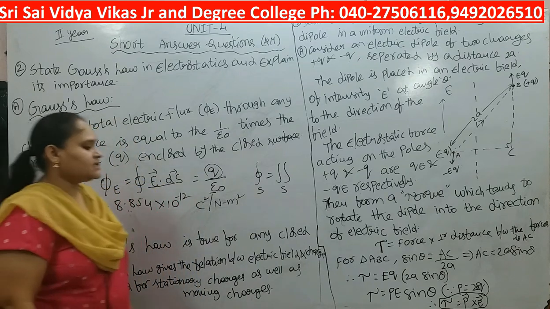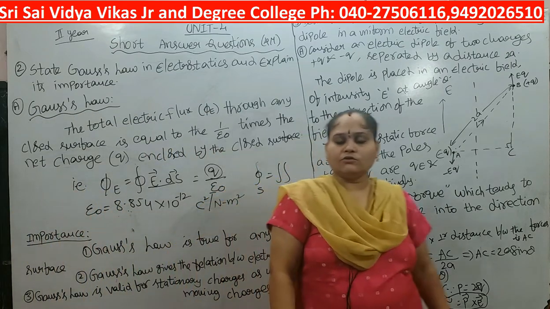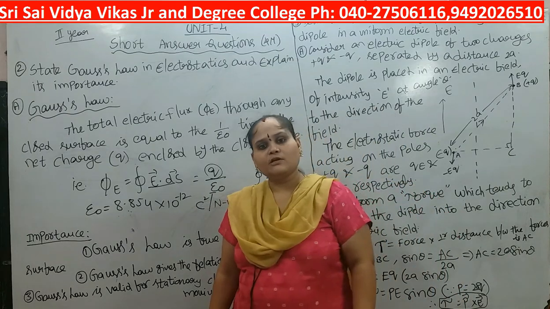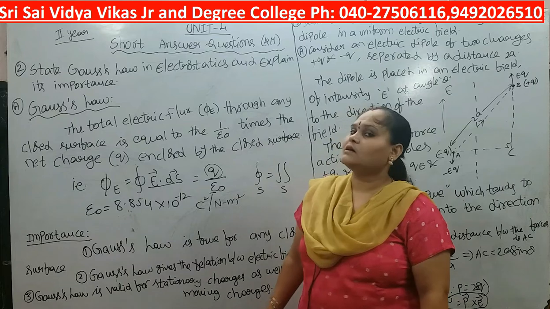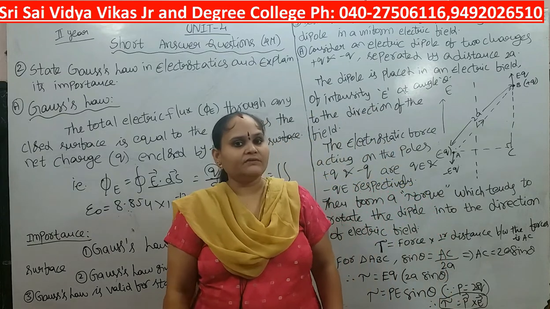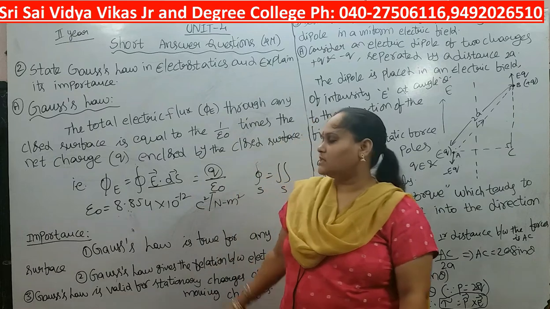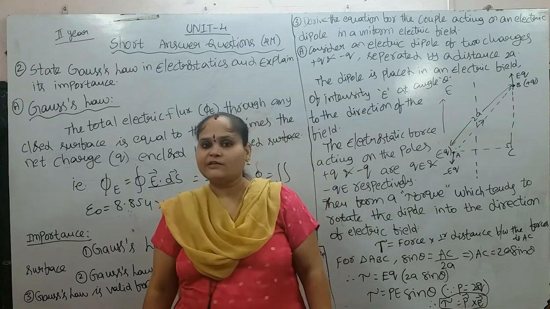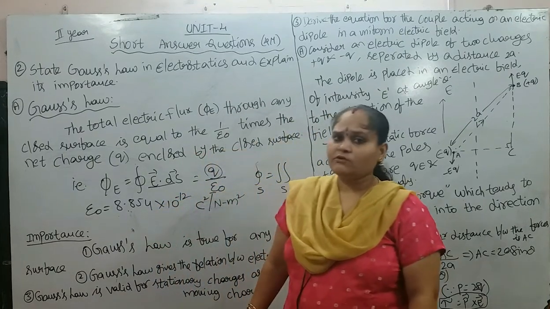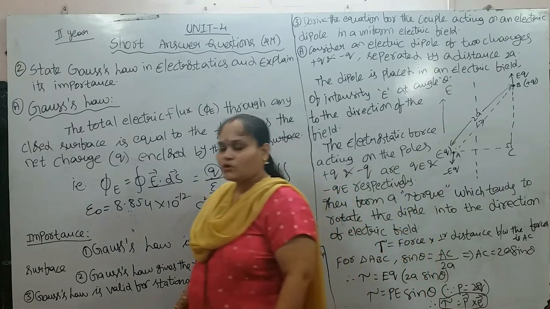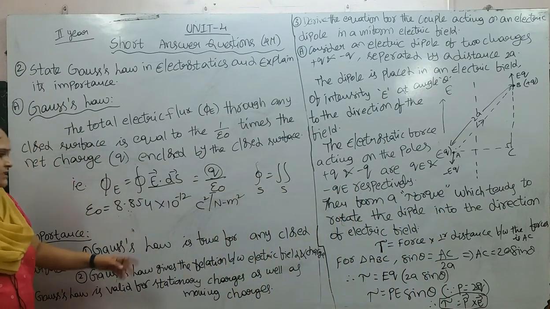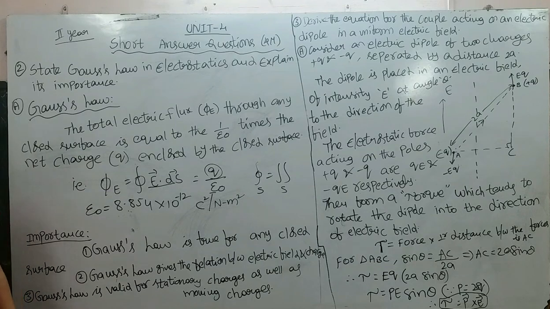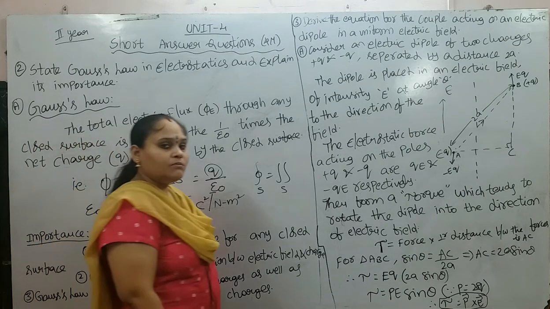Once more, Gauss law in electrostatics states that the total electric flux is equal to 1 by epsilon naught times the total charge enclosed in it. From the statement we can write phi E, the electric flux, equals the surface integral of E dot ds, equals q by epsilon naught. Epsilon naught is the permittivity in free space, and its value is 8.854 into 10 to the power of minus 12 Coulomb square per Newton meter square. And its importance: Gauss law is true for any closed surface, of any size and any shape. It gives the relation between electric field and charges, and it is valid for stationary charges and also moving charges.